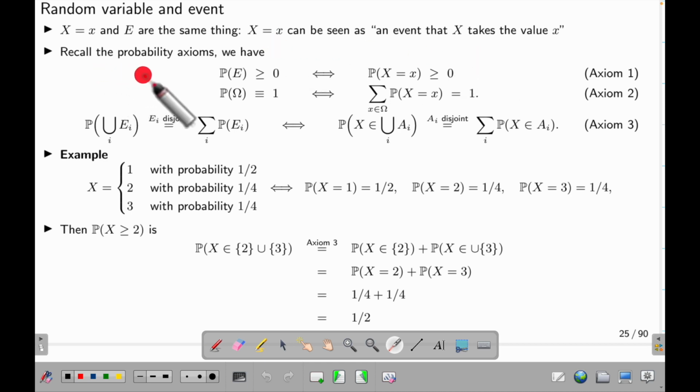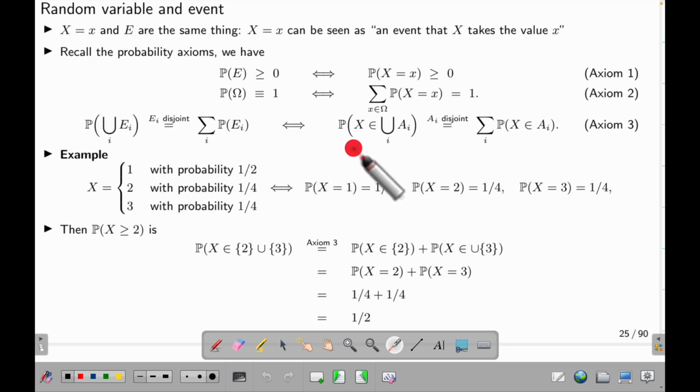And recall we have the probability axioms. The first is that the probability of any event is at least 0. So we can translate it as: the probability that random variable x takes whatever value is at least 0. The second axiom is that the probability of the sample space is 1. It is translated as: the probability that random variable x takes whatever small x within the sample space, and we take the sum, is 1. And lastly, for any disjoint events E, the probability of their union is just the sum of each probability.